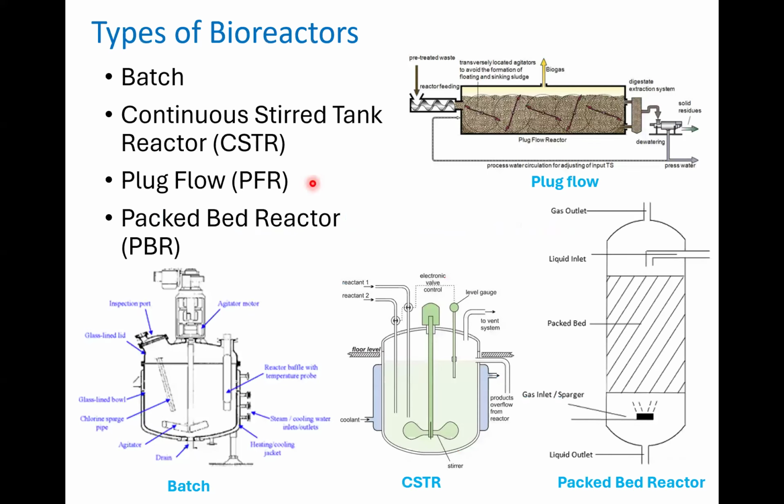So if we look at the common types of bioreactors, we can divide them into batch, continuous stirred tank reactors, plug flow, or packed bed reactors. And the differences between these four types are just in terms of flow, basically.